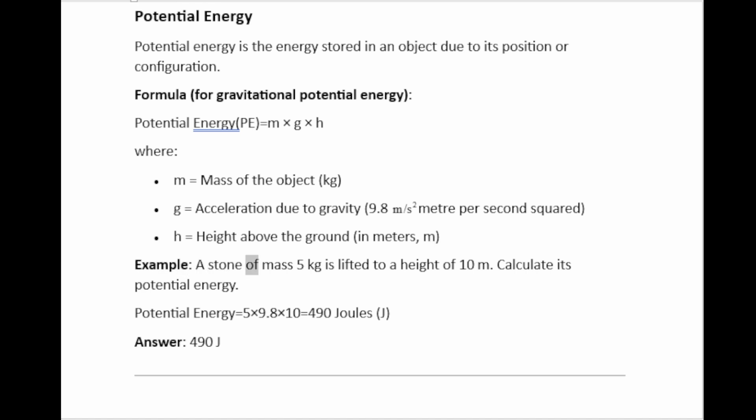Example: a stone of mass 5 kilograms is lifted to a height of 10 m. Calculate its potential energy. Potential energy is equal to 5 times 9.8 times 10 is equal to 490 joules, J. Answer: 490 J.